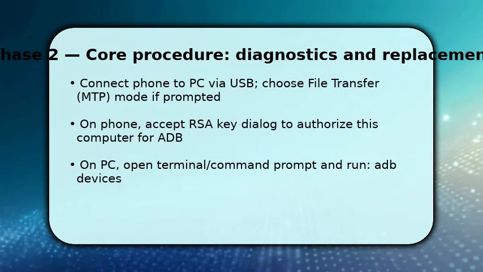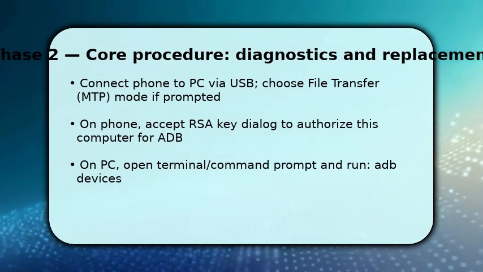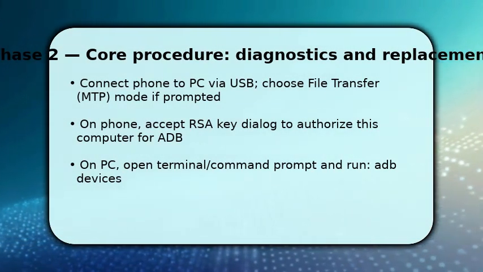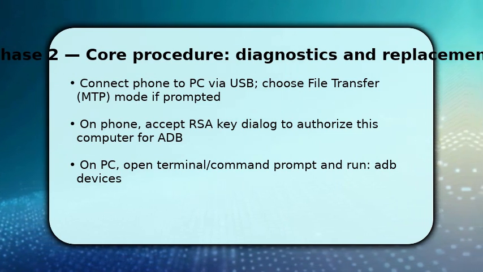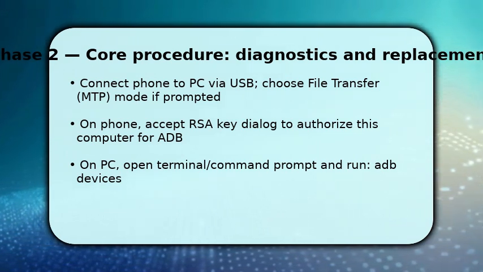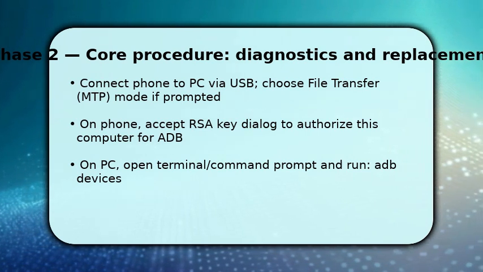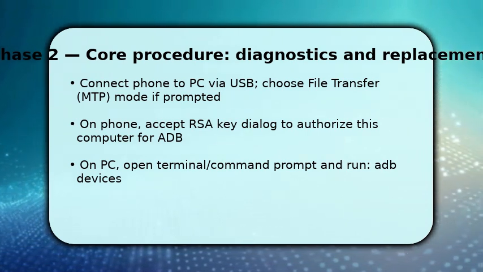You now connect the phone to the computer using the prepared cable and select File Transfer or the equivalent USB mode if prompted. When the RSA authorization dialog appears on the phone, tap Allow to trust this computer. This step creates a secure ADB pairing.